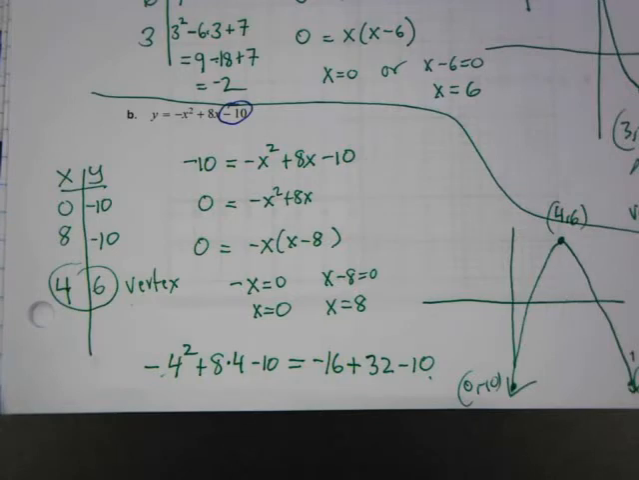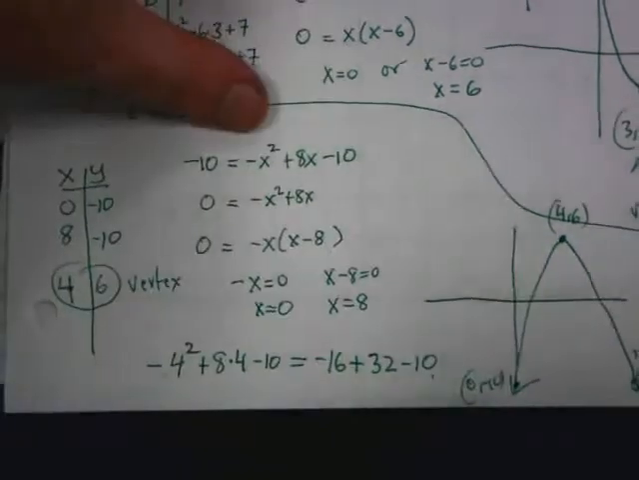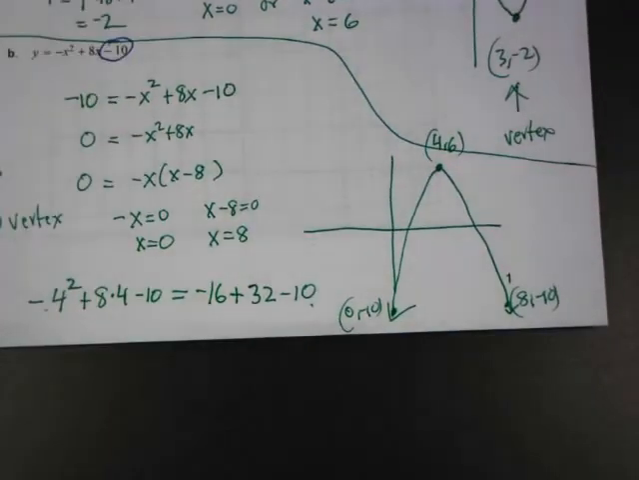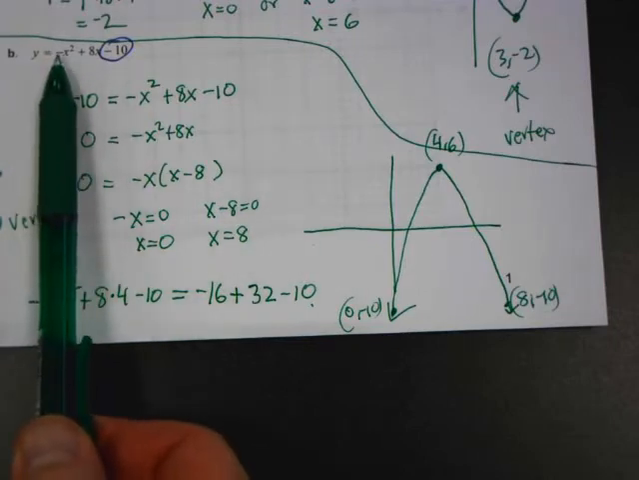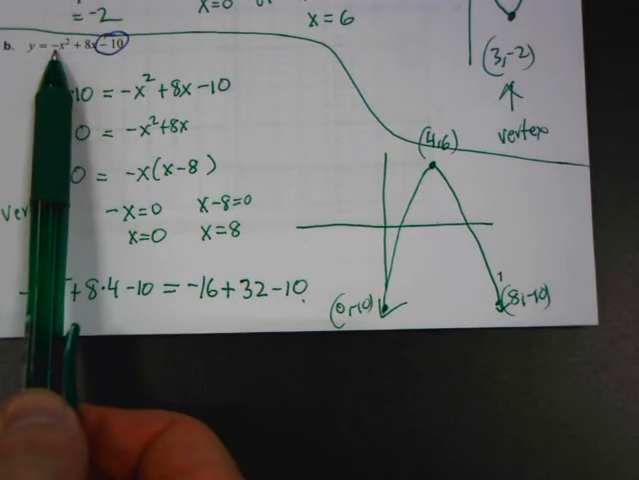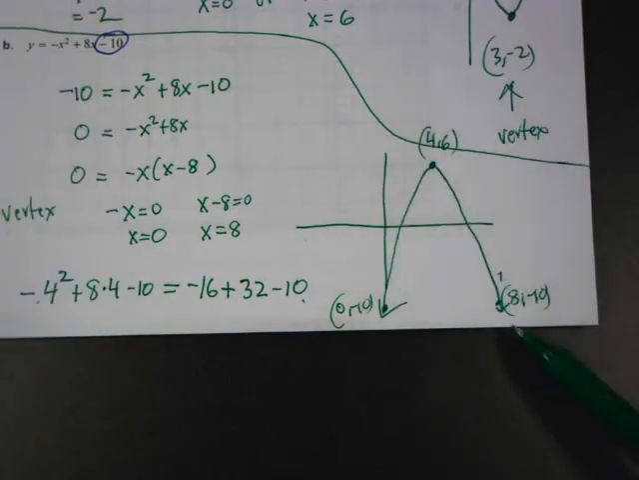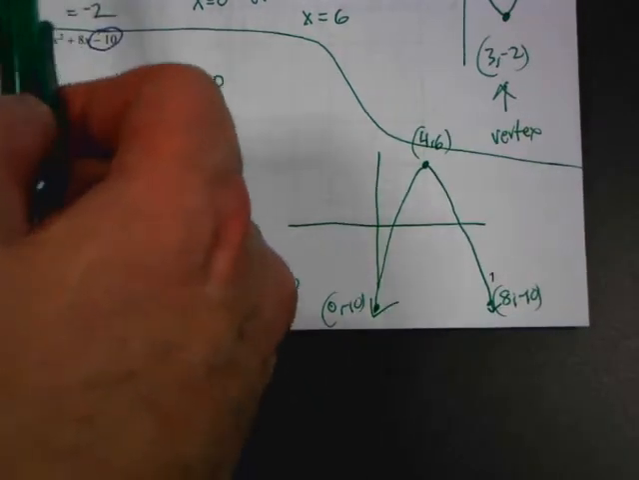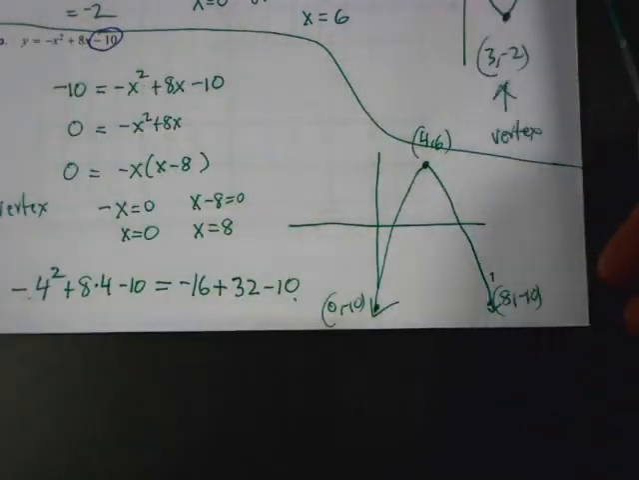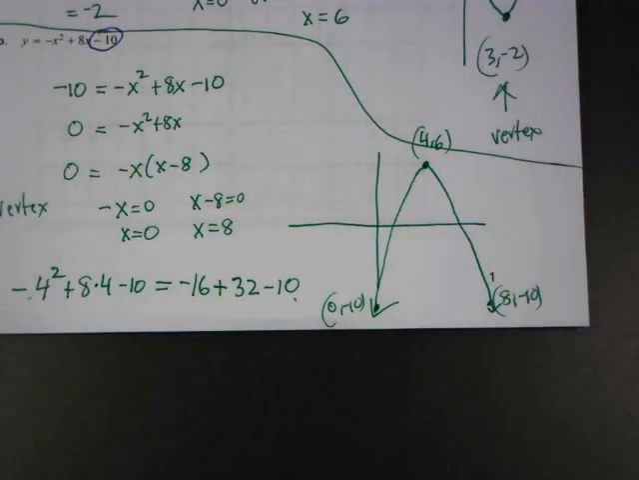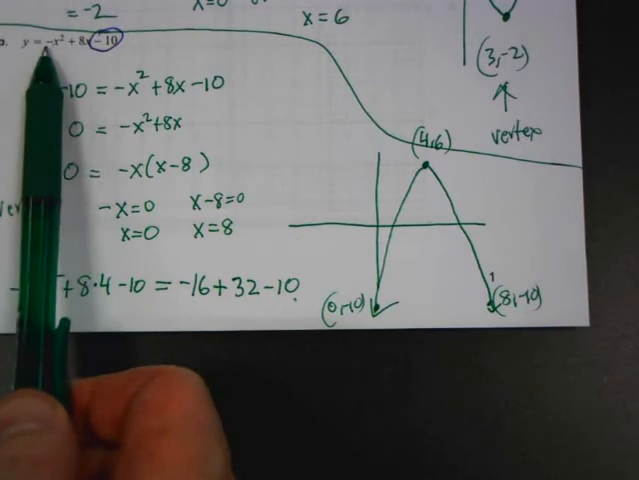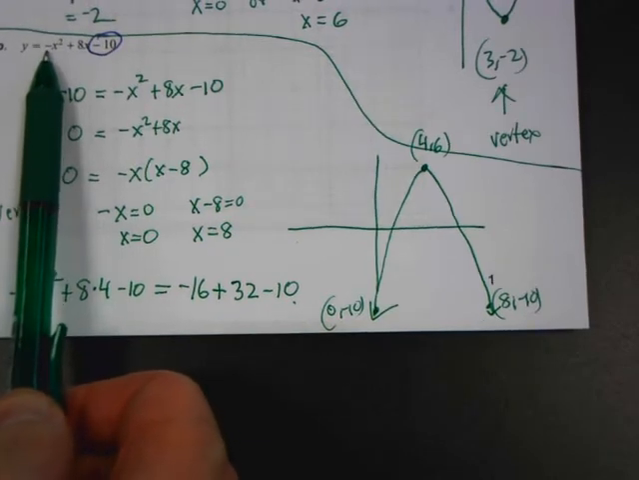Can you slide it over just a little? Any guesses on what made it flip over? The negative. If this first number is a negative, your parabola is going to be flipped upside down. If this first number is positive, the parabola is going to be the regular way. If this number right here is negative, your parabola will be upside down.